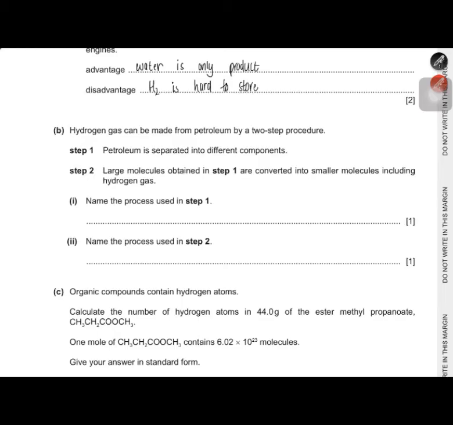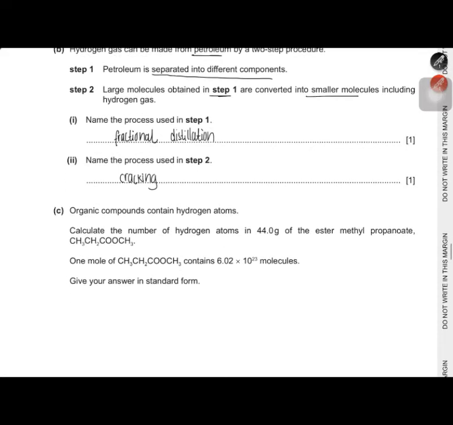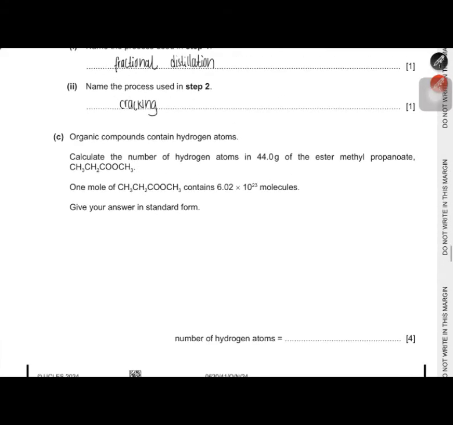Now, hydrogen gas can be made from petroleum by a 2-step procedure. The first one is that petroleum is separated into different components. This is fractional distillation. What happens in fractional distillation is that petroleum is heated and the different components present in petroleum are separated based on their boiling points. Step number 2, large molecules obtained in step 1 are converted into smaller molecules. This is known as cracking. Heavier molecules with a lot of carbon are broken down into smaller molecules with fewer carbon atoms.